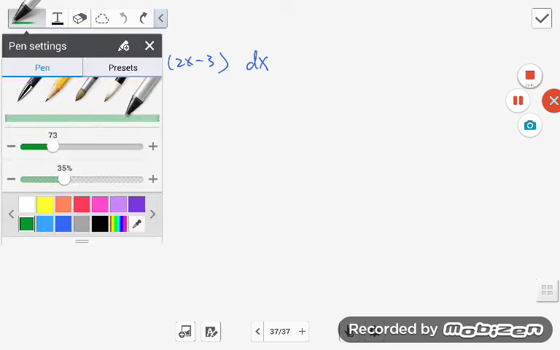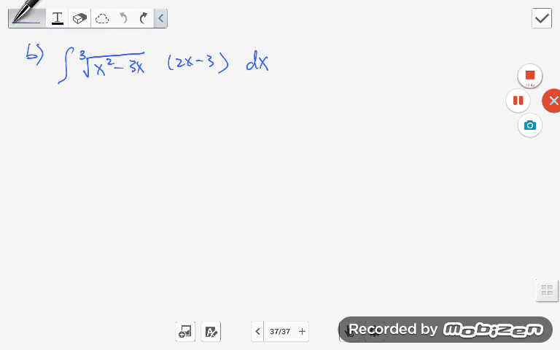So what's going to be my u? My u will be x squared minus 3x, right? So if I take du dx, I'll get 2x minus 3, which is what we have over here. So this is my du dx, and that's what I'm going to write later on. I'm going to substitute that with du dx. Now I can proceed with my process.